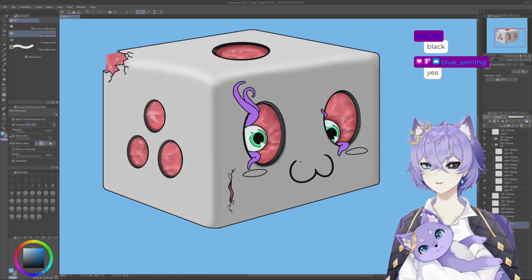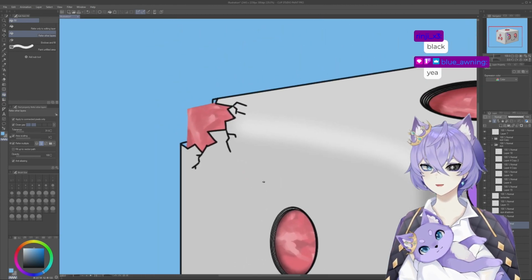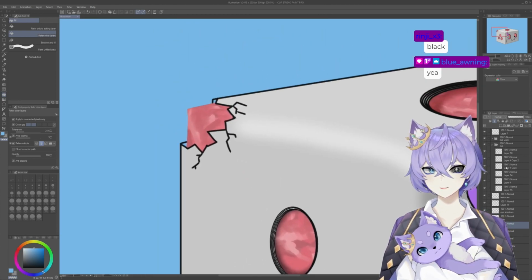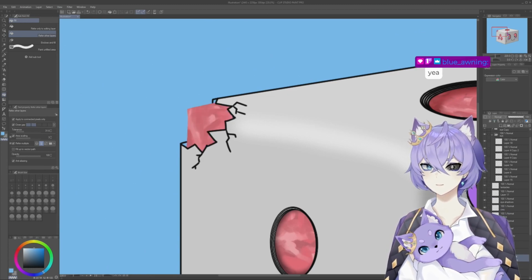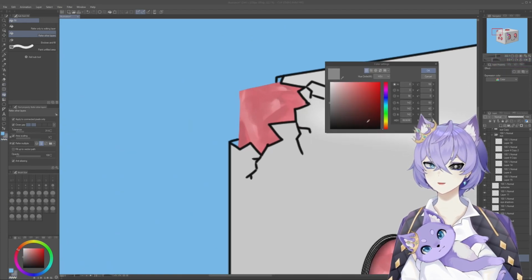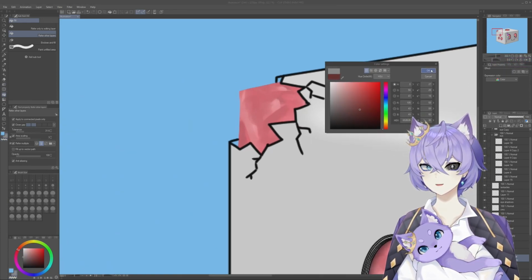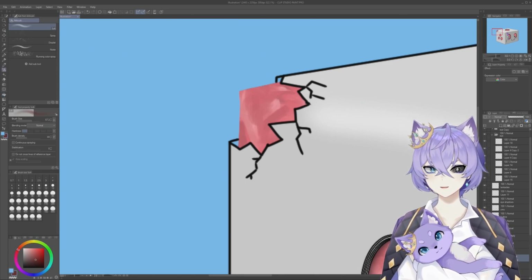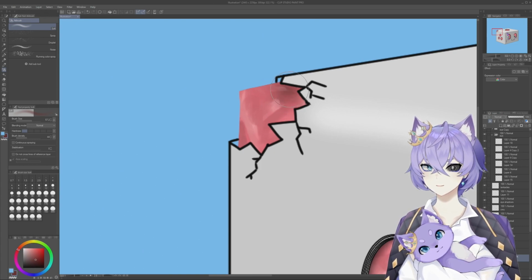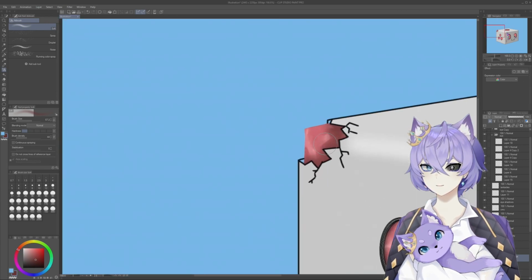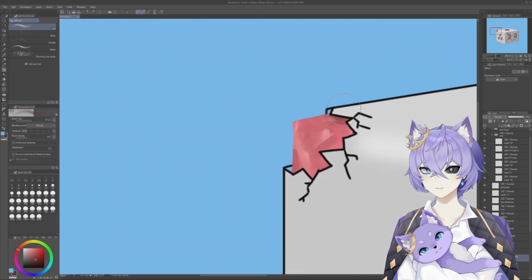All right. Let's see. Oh, I need to add shading to the meat up there as well. Get the darker red. Get my airbrush. New raster layer, clip it down. Too much. I just want to get the edges of this.